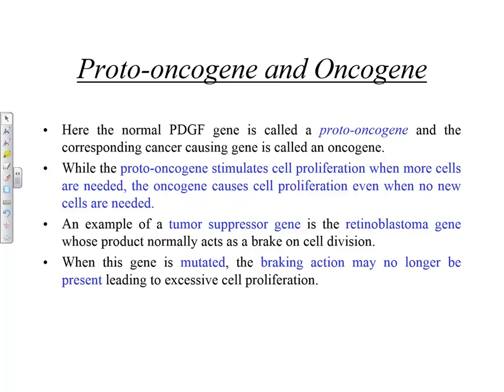So here, the normal platelet-derived growth factor gene is called a proto-oncogene. That means before it has become an oncogene, and the corresponding cancer-causing gene is called an oncogene. The proto-oncogene is going to stimulate cell proliferation when more cells are needed, for example, when you have a cut. This particular one will stimulate the production of more cells. The oncogene is going to cause cell proliferation even when no new cells are needed.